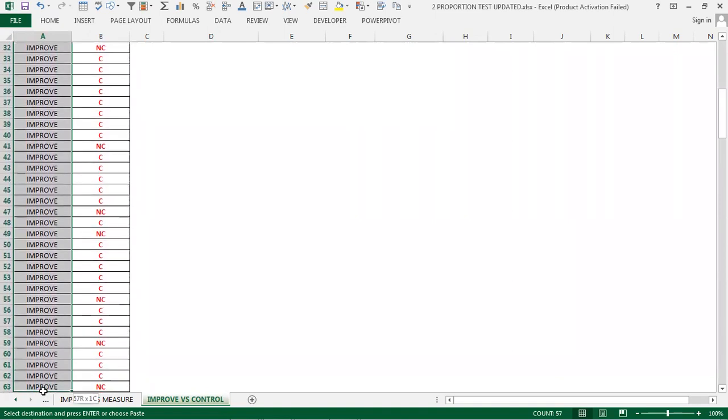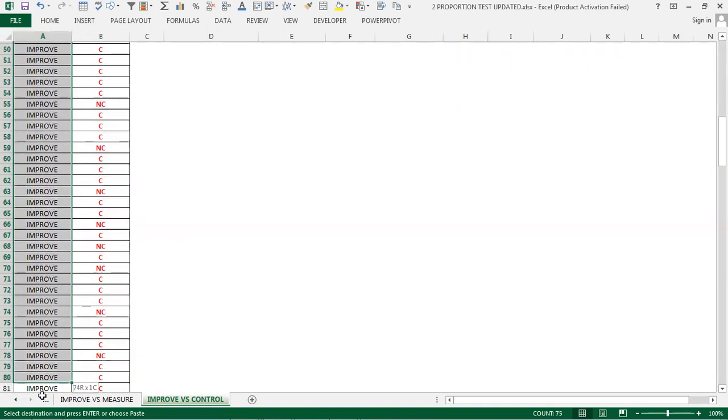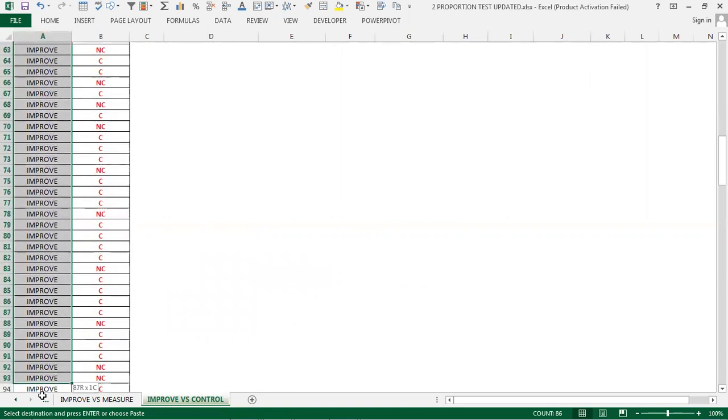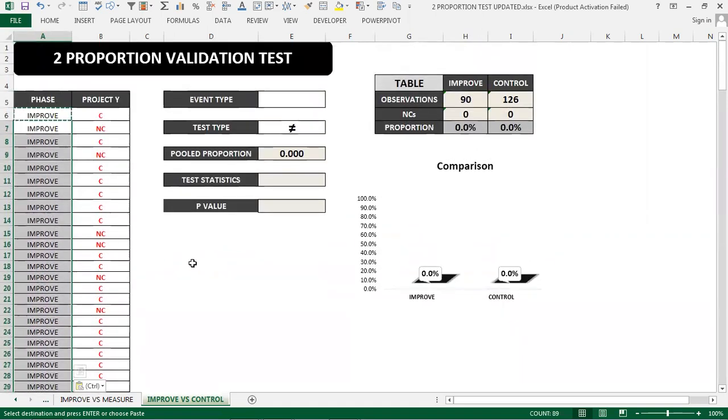I mean, that's quite possible. After copying, you might type some or click on the space bar key, and there's a possibility of getting that space. So that's quite normal. Now here we got observations 90 and 126. Oops, but here we do have 0 numbers, so we are not able to see the NCs over there. Why is that so? Because we haven't yet typed NC here.